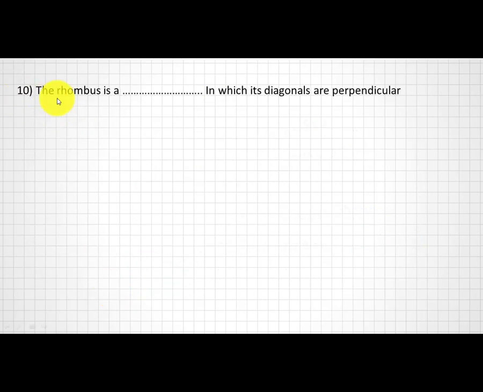Number 10, the rhombus is a what in which its diagonals are perpendicular. A rhombus is a what in which its diagonals are perpendicular. What its diagonals perpendicular can be rhombus, parallelogram, yes.